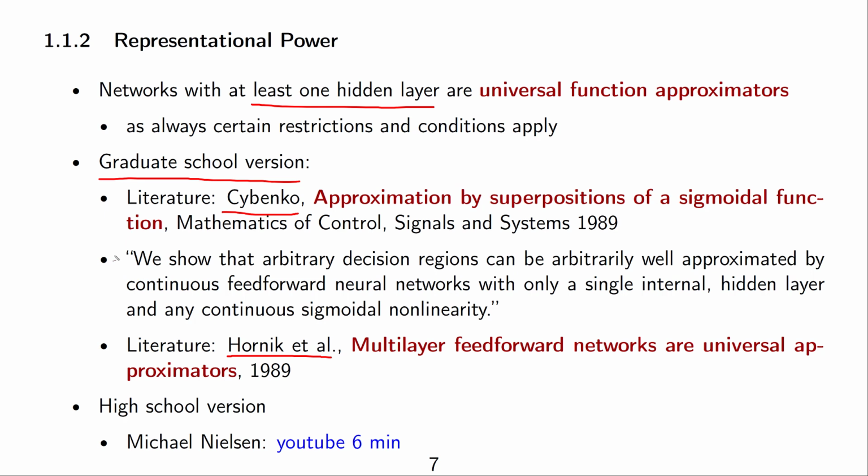So here's a quote from the paper. We show that arbitrary decision regions can be arbitrarily well approximated by continuous feed-forward neural networks with only a single internal hidden layer and any continuous sigmoidal nonlinearity. So the key things here are that there's only a single hidden layer and you need an appropriate nonlinearity. So in this case, there's this sigmoid nonlinearity chosen.